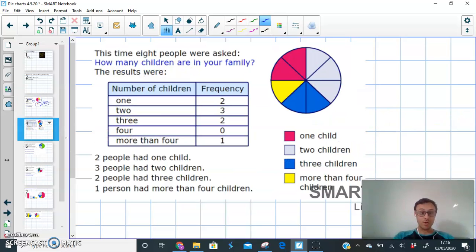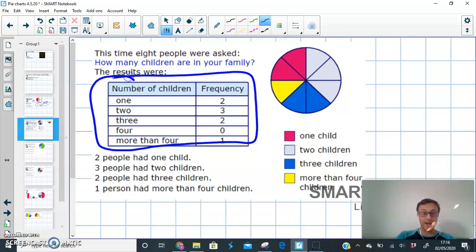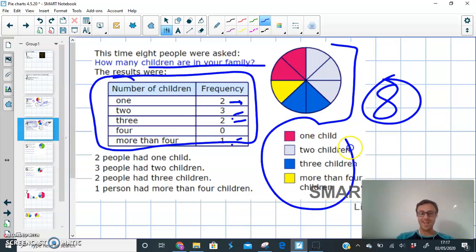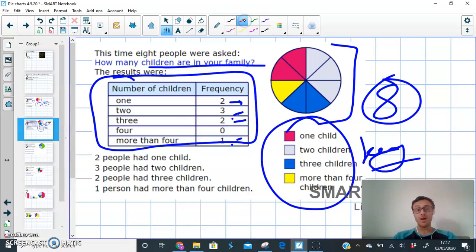Moving on, frequency table here, and if I add up the frequency, the number of people, that will tell me what it's split into. It shows how many children are in your family. Well, then there are 8 people here, hence the pie chart is split into 8 because 2 and 3 is 5, 6, 7, 8. And then we've got a key again showing how many people. So you can clearly see from this pie chart that just over a quarter of those asked have 2 children. So that's the most popular.